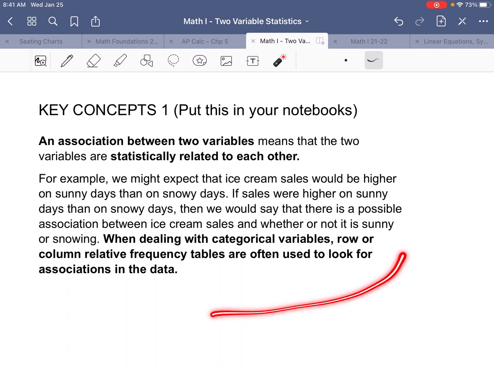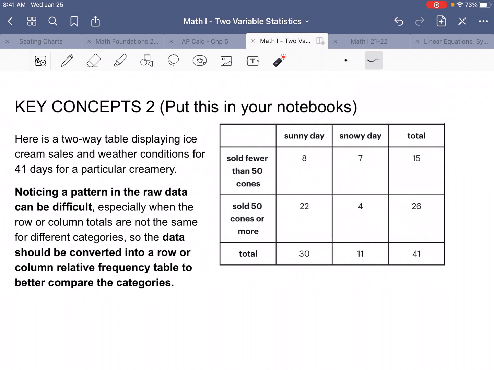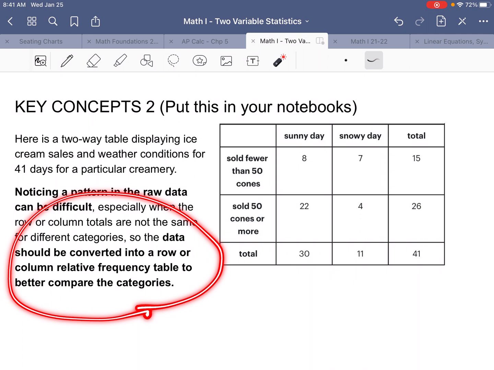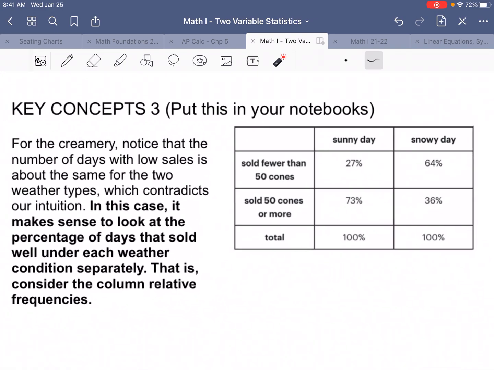So when we're dealing with categorical variables, row or column relative frequency tables are often used to look for associations in the data. And the reason for the relative frequency table is because just looking at the numbers in this table right here, looking at the raw data, I don't necessarily see any patterns. I'm just seeing some numbers. So what we want to do is take all this data and turn it into a row or column relative frequency table to better compare the categories. So that's what we're doing here.